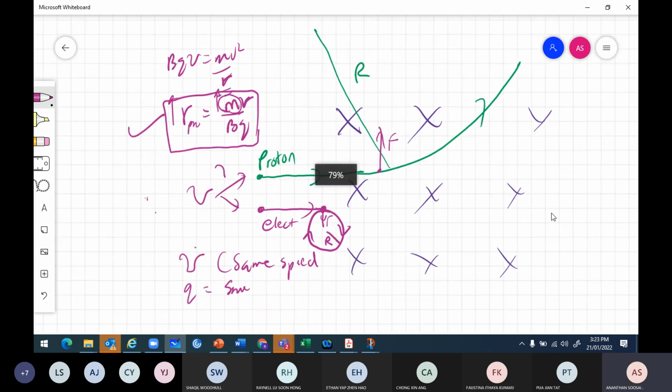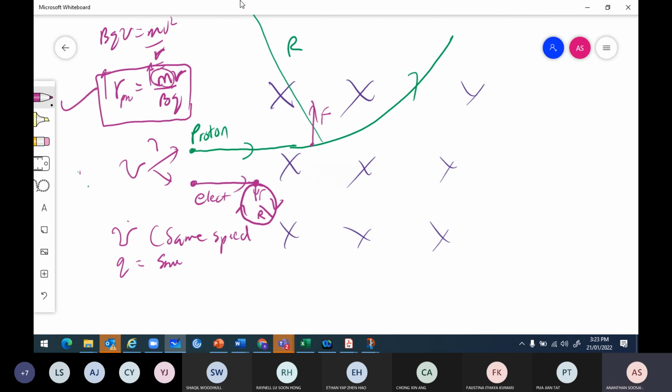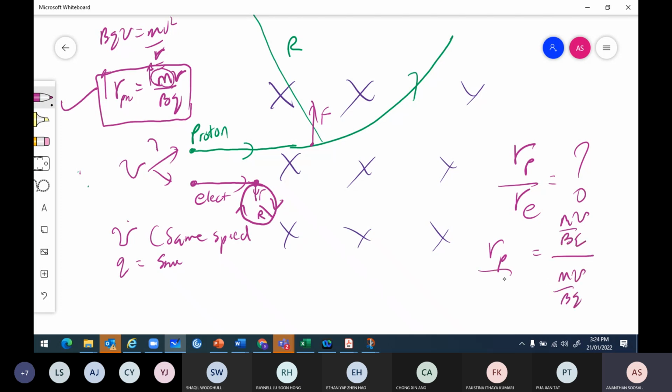So you have to know what radius to draw and which direction it deflects. Which direction to deflect? Fleming left-hand rule. How big is r? BqV is the same as mv squared over r. Many different types of questions they'll ask. Sometimes they ask, what is the ratio of the radius of the proton over the radius of the electron? This is a quantitative question. The radius of the proton is mv over Bq of the proton, divided by mv over Bq of the electron. You key in all the masses and velocities and you'll get the ratio.